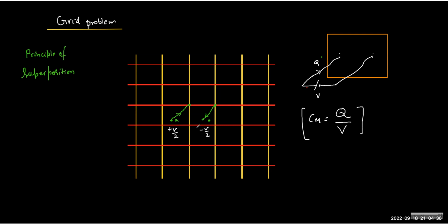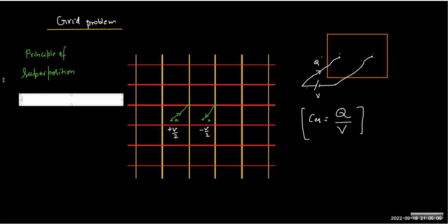Now, what are the benefits? As per the principle of superposition, the net charge or current in any branch is equal to the superposition, or algebraic sum, of charge or current, assuming only one source is present at one time and all other sources are short circuited.